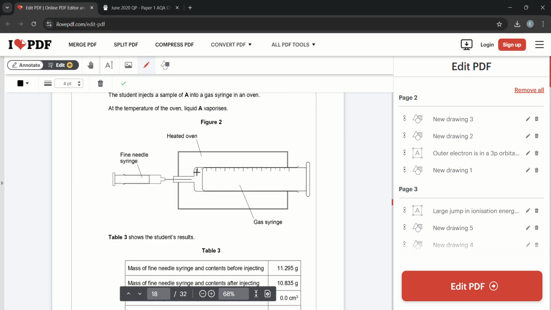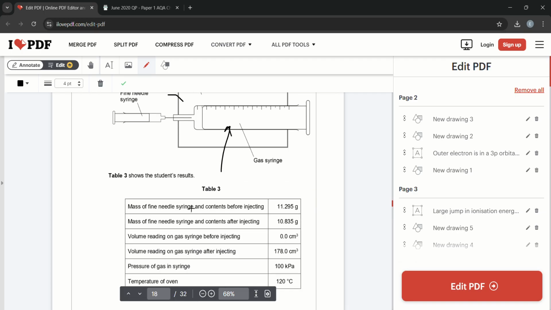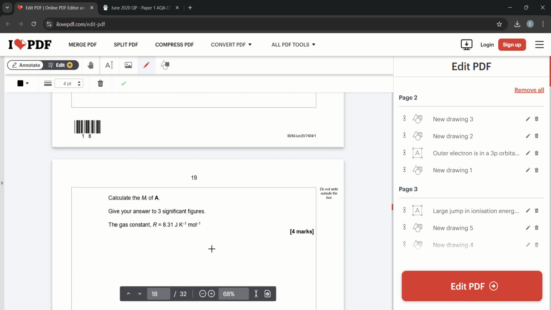Find the needle syringe. There's a heated oven, and this is the gas syringe, already labeled for us. Table 3 shows the student's results. Calculate the M of A. Give your answer to 3 significant figures. The gas constant R is 8.31 joules K to the power minus 1 moles to the power minus 1.